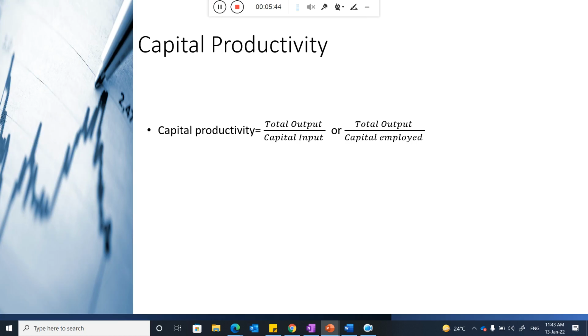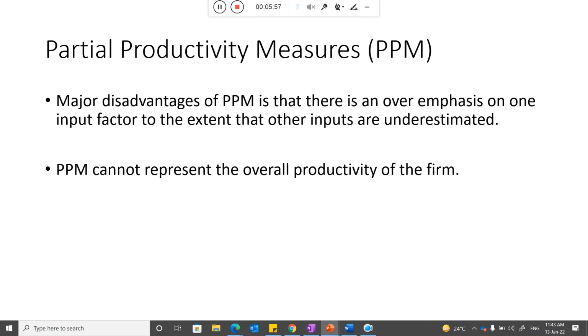The capital productivity is nothing but the ratio of the total output and the capital input, or you can say the total output and capital employed. So this is related to partial productivity measures. Again I am telling you, in partial productivity you take the individual indices, or you can say the individual element, for the measurement of the productivity.